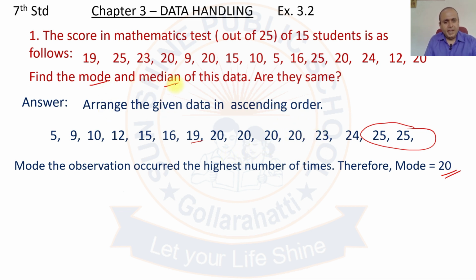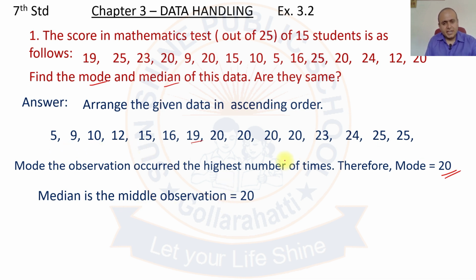Next you have to find the median. So you have to find the median of this data. Median is nothing but the middle number or middle observation. Here we have arranged the data in ascending order. There are 15 students. So there is a small formula to find the middle number, that is 15 plus 1, add 1 to it and divide by 2.